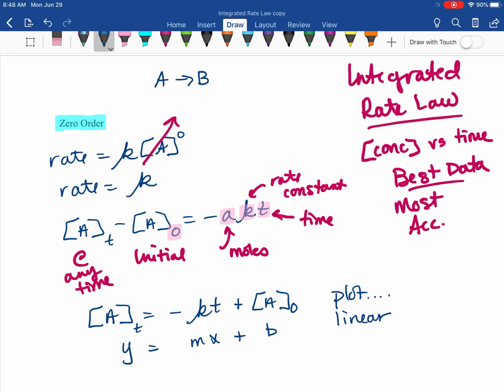Now, what would a linear plot look like with a zero order reaction? It would actually have a nice negative slope. And we're going to take a look at these. Again, we're going to plot and do all these together. But what would that picture actually look like? It would be a nice downward slope. Okay. So it would look like this.